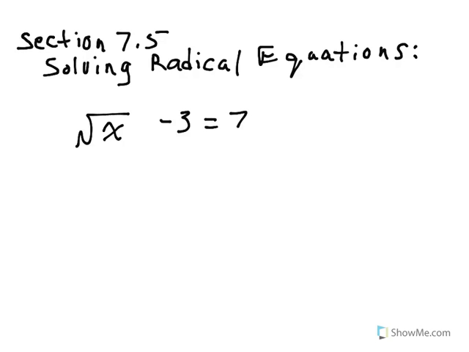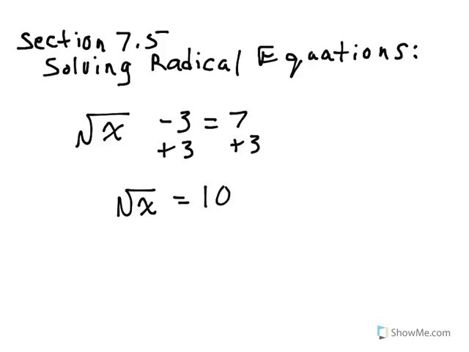Section 7.5, Solving Radical Equations. Example: square root of x minus 3 equals 7. We solve this as if we had no radical sign at all and we wanted to solve for x. So we're going to add 3 to both sides of the equal sign to get our radical alone. And we get square root of x equals 10.